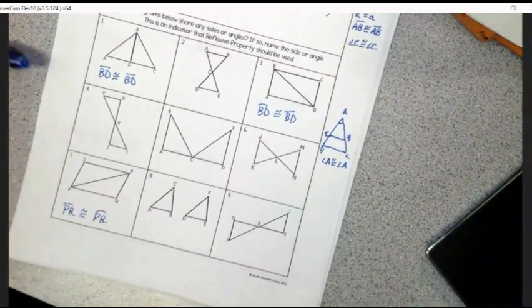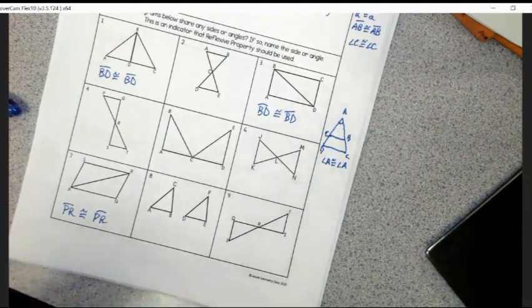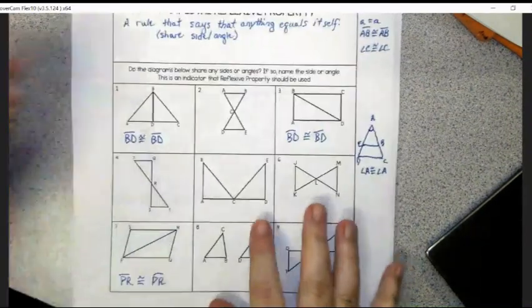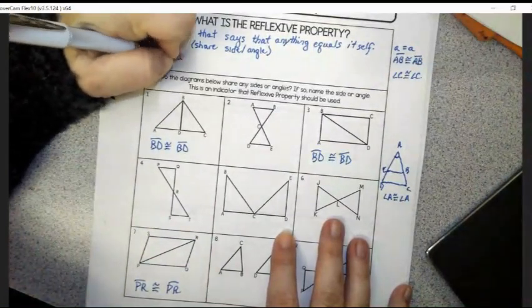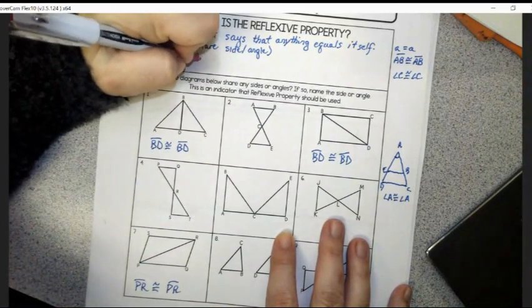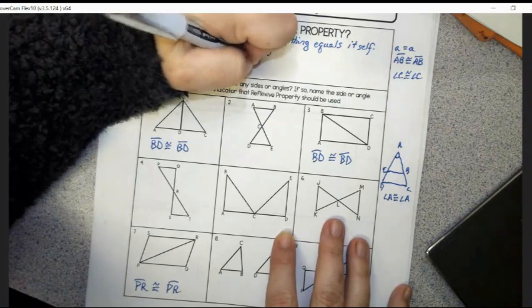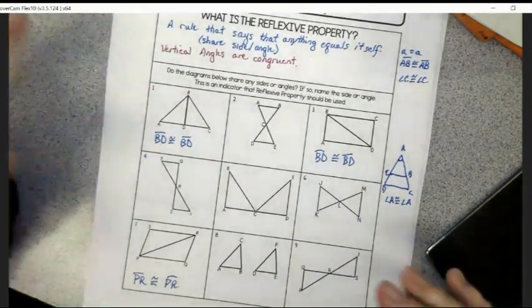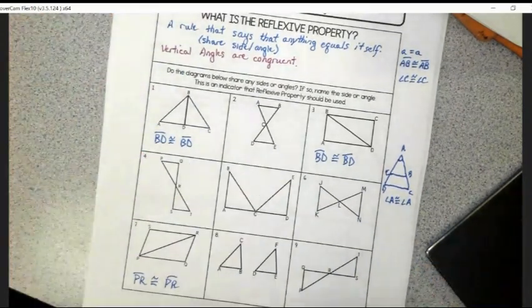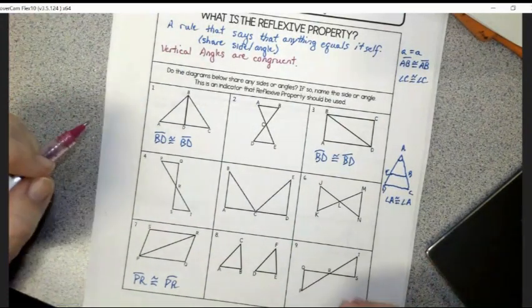Okay, the other thing I want to focus on this page is, get a different color, vertical angles. So you might remember way back from chapter 1 that vertical angles have to be congruent. Vertical angles are congruent. So both vertical angles and the reflexive property are something that they won't necessarily give you in the given information for the proof. It's something that you should be able to tell is true from just looking at the picture.